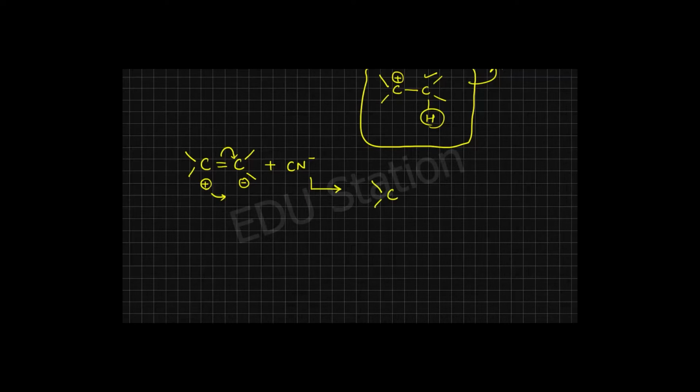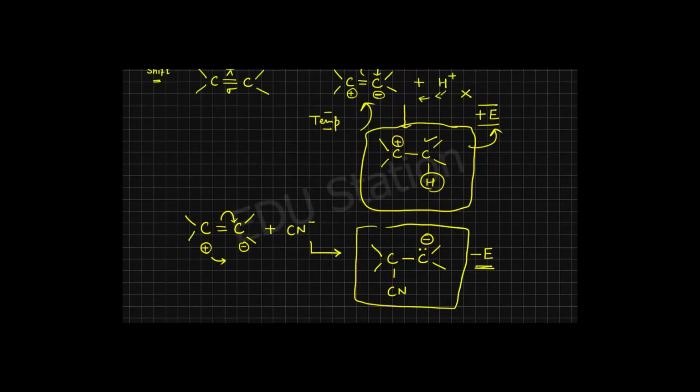C, C, CN, and this will be negative. This is minus E effect. What is the net charge on this? Negative, minus E. If the net charge is positive, this is called plus E.